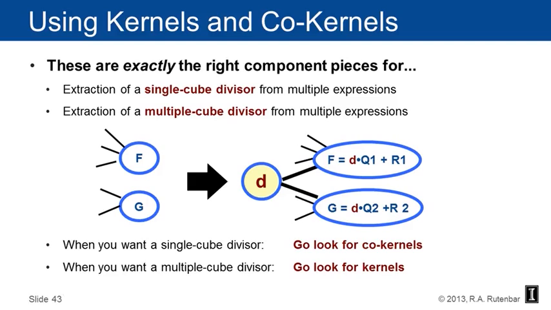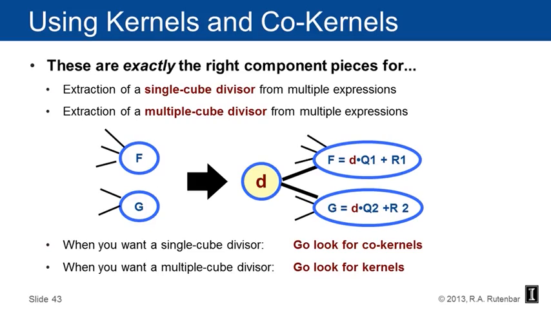Now, this is a fabulous result because it turns out that the kernels and the co-kernels are exactly the right component pieces for doing what we see here on this diagram. If I want to extract a single cube divisor from multiple expressions, I'd like to know where to go look. If I'd like to extract a multiple cube divisor from multiple expressions, I'd like to know where to look.